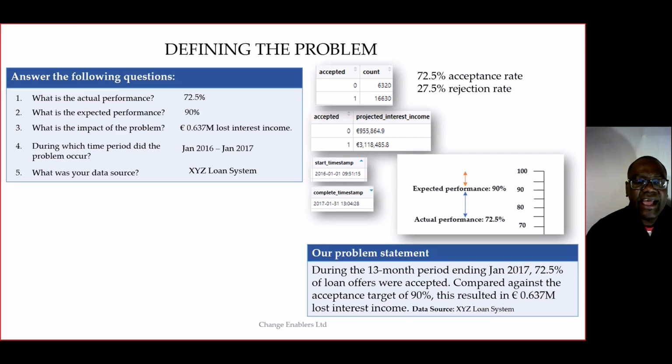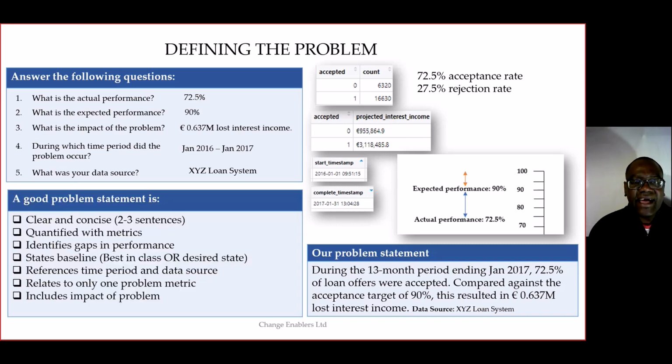In summary, a good problem statement has the following attributes. It's clear and concise, no more than 3 sentences. It's quantified with metrics. It's not vague or woolly. It clearly identifies the gaps in performance, references a time period and data source. It relates to only one problem metric, and it includes the impact of the problem.